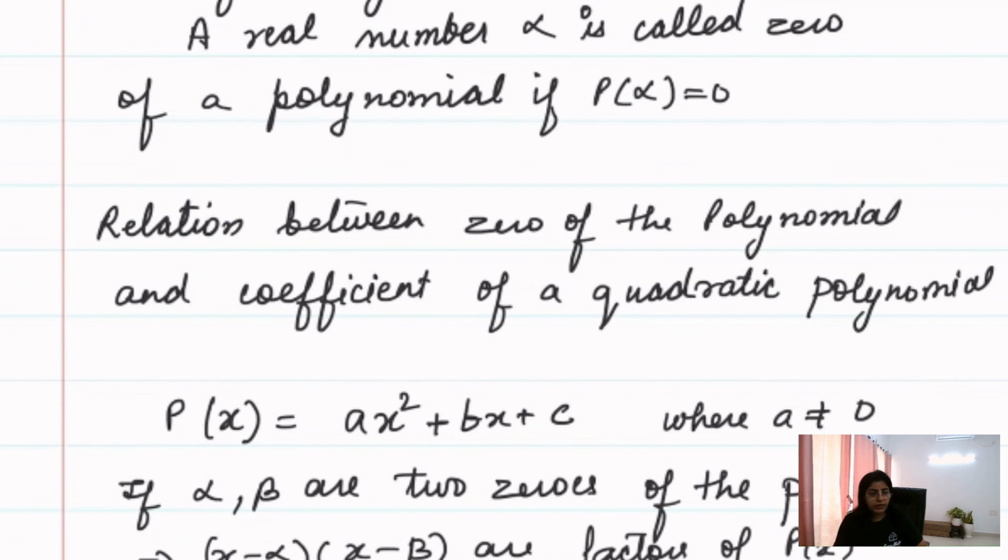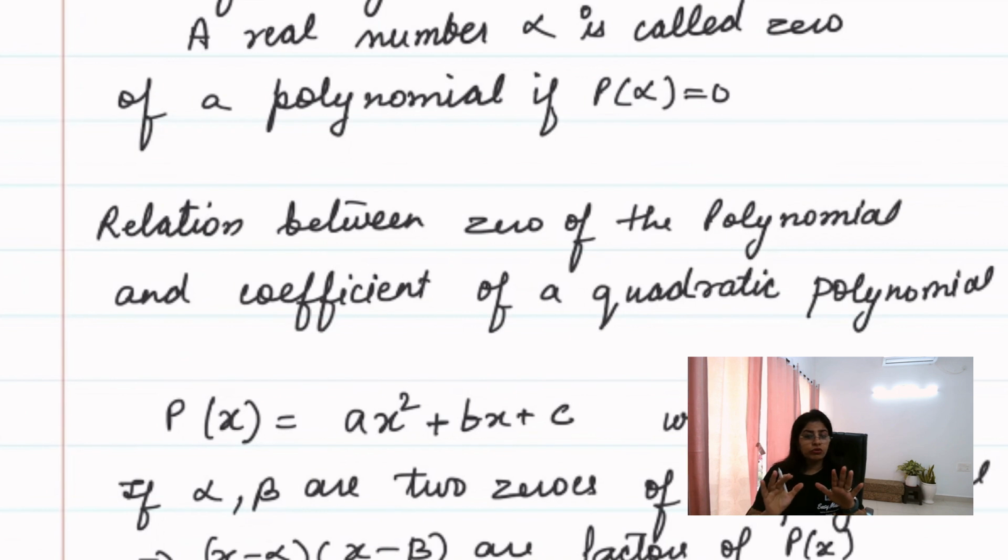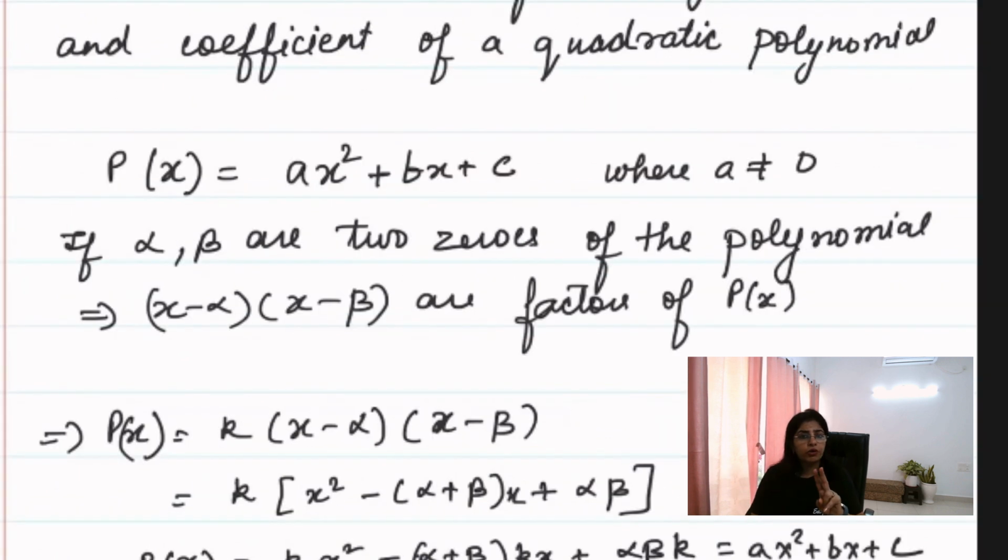Now, let's understand the relationship between the zeros of the polynomial. We are talking about quadratic polynomials for now because cubic polynomials have been deleted from your portion. So we'll only focus on quadratic polynomials. I'm taking the standard form ax square plus bx plus c. And if it's a quadratic polynomial, that means it has two solutions. It will have maximum two values of x. Let them be alpha and beta.